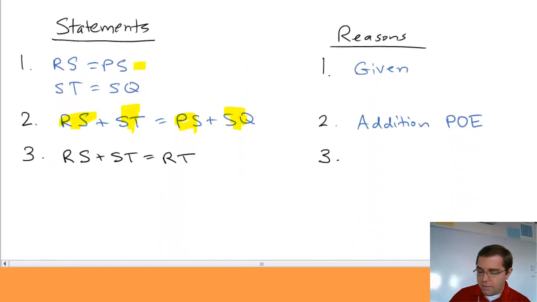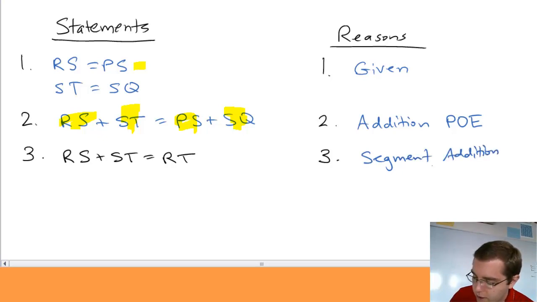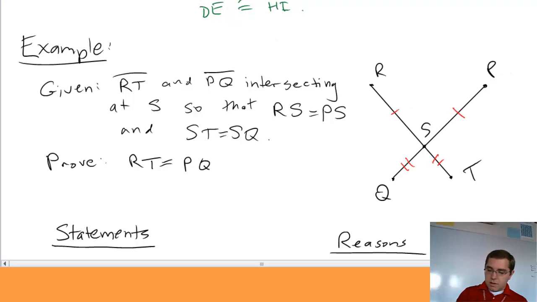If we look back at our notes for the first video we watched, that is called the segment addition postulate. That if two adjoining segments sharing an endpoint are added together, we get the whole segment. RS plus ST equals RT.